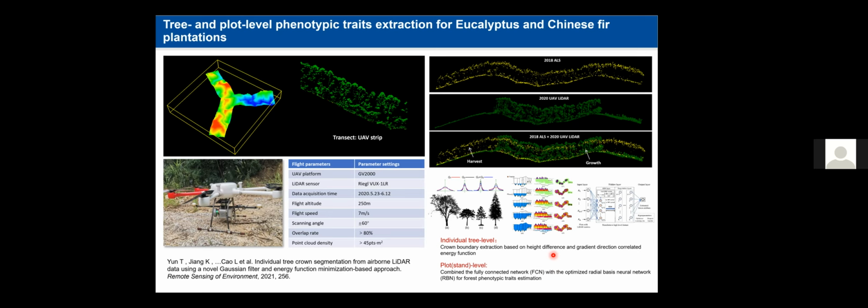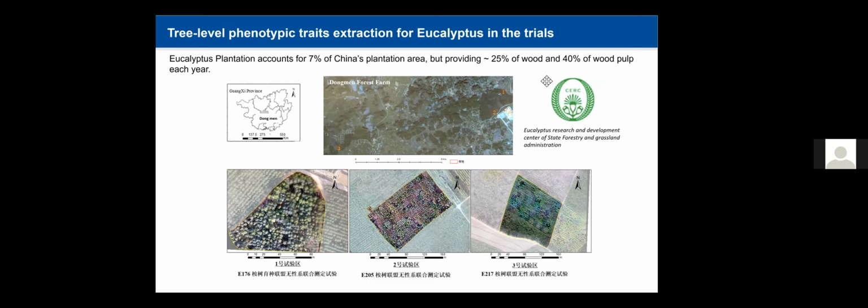So let's talk about eucalyptus in China. It's originally from Australia, but now in China we have a very large plantation of eucalyptus in southern China. It accounts for around 7% of Chinese plantations each year. So it is one of the most important plantations in China. So the research of eucalyptus genetics becomes very, very important. So what we have tried to do is, 2 years ago, we started to work.